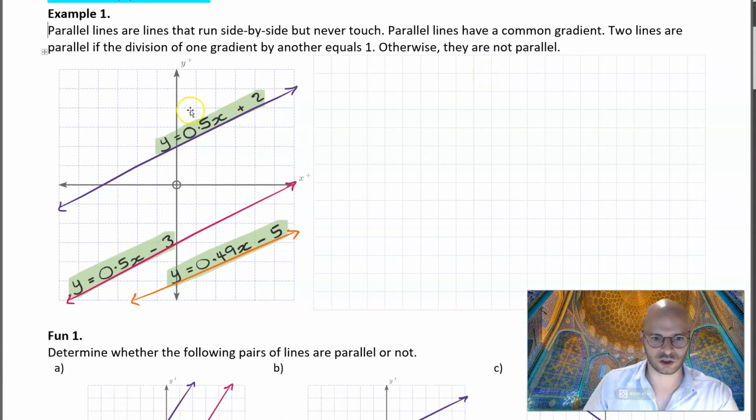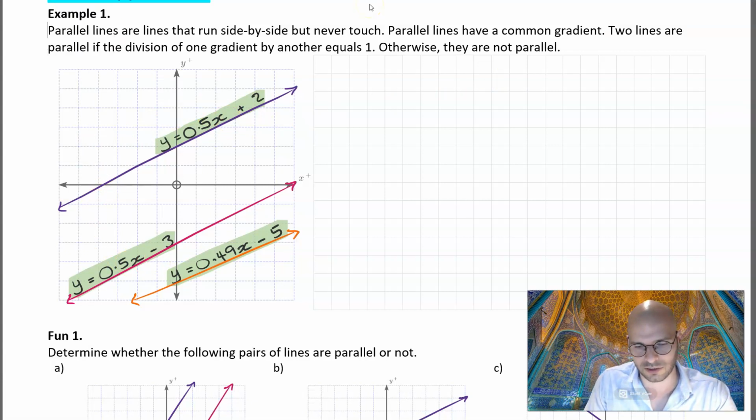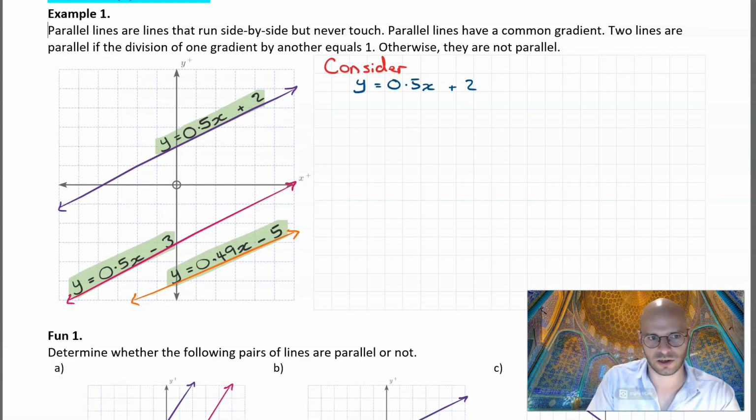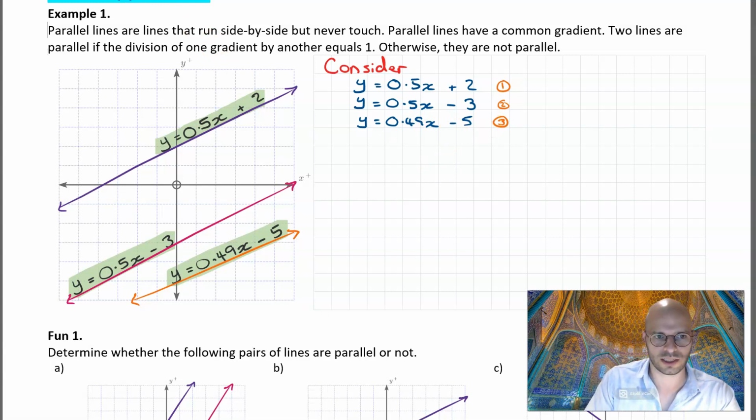Consider the system of equations shown over here. These equations represent three separate lines. The first line is defined as y equals 0.5x plus 2. We can call this line 1. The second line is defined as y equals 0.5x minus 3. We can call this line 2. Finally, we have line 3 that is defined as y equals 0.49x minus 5. What we're going to do is determine whether there is a parallel relationship between this system of lines or not.